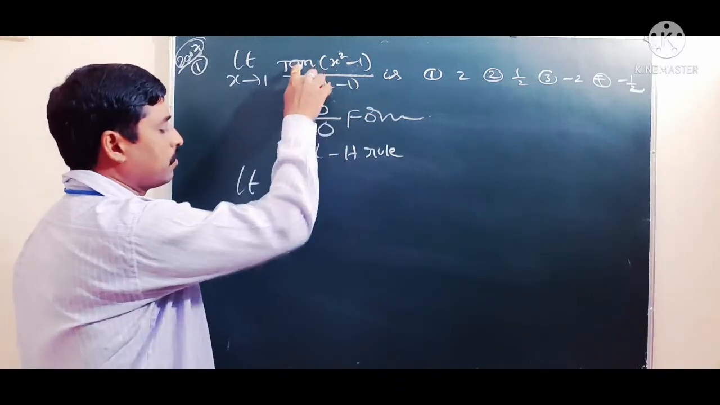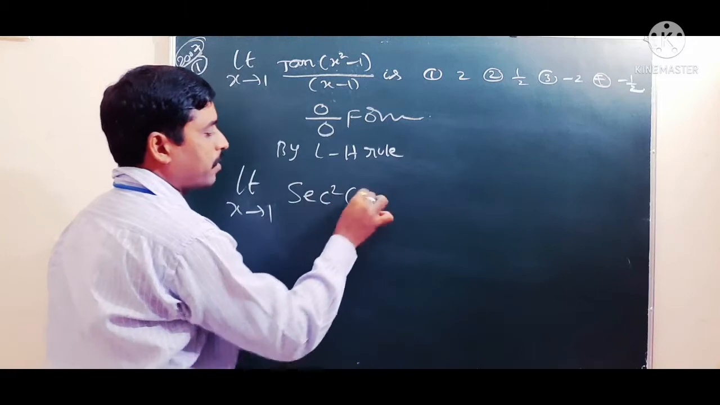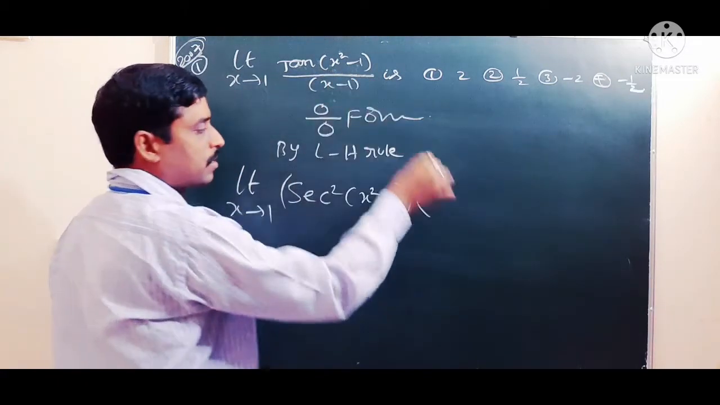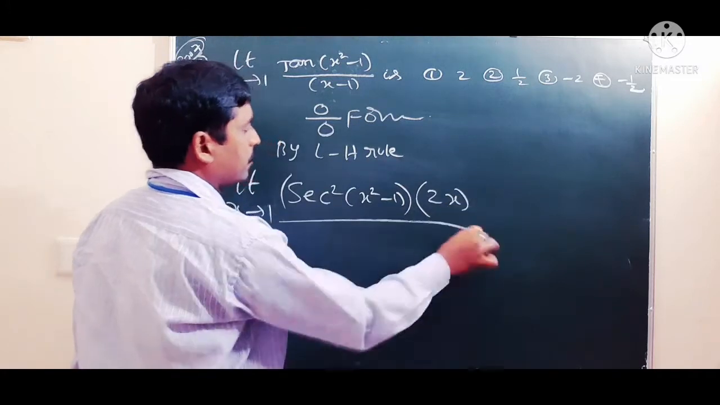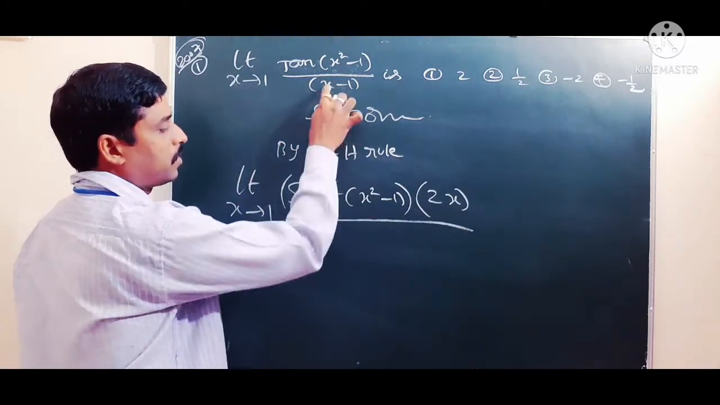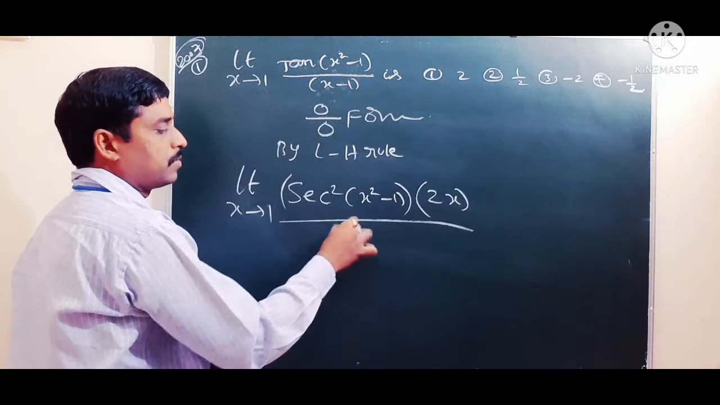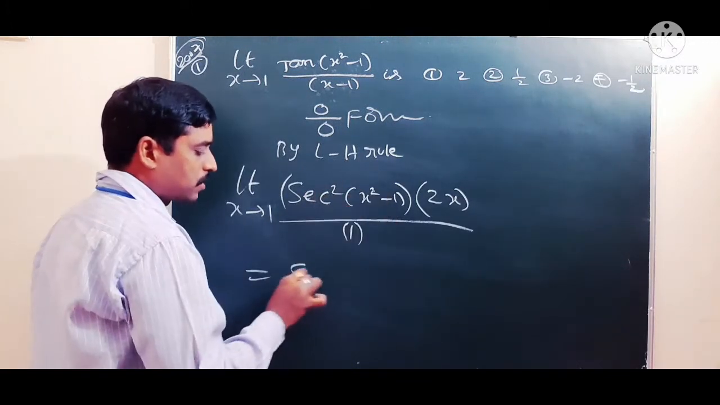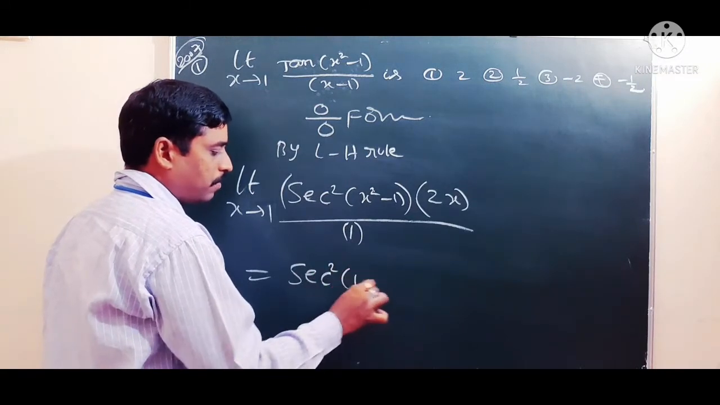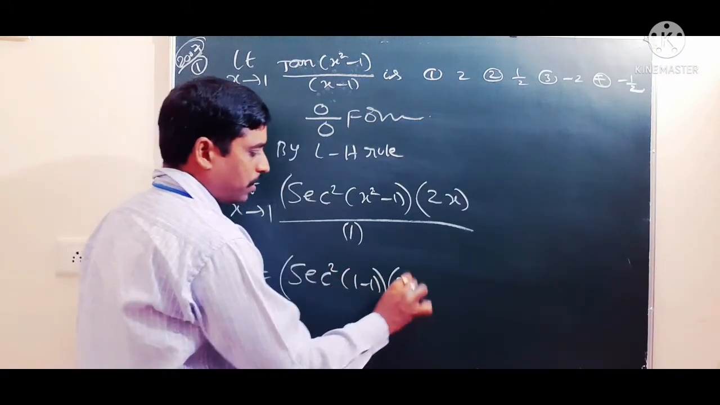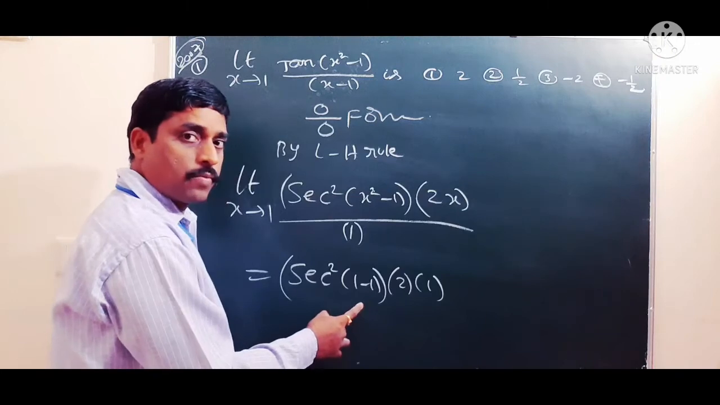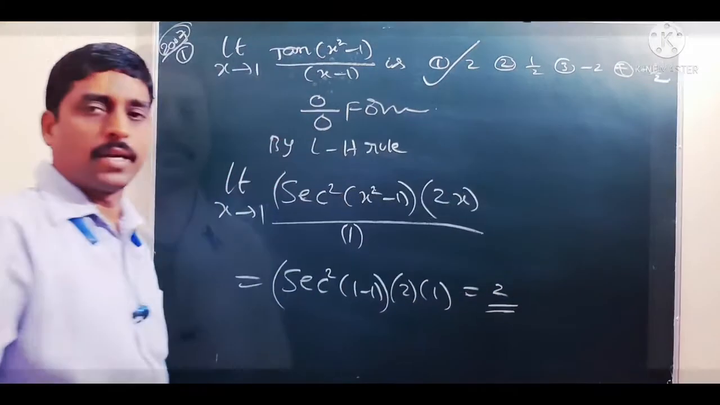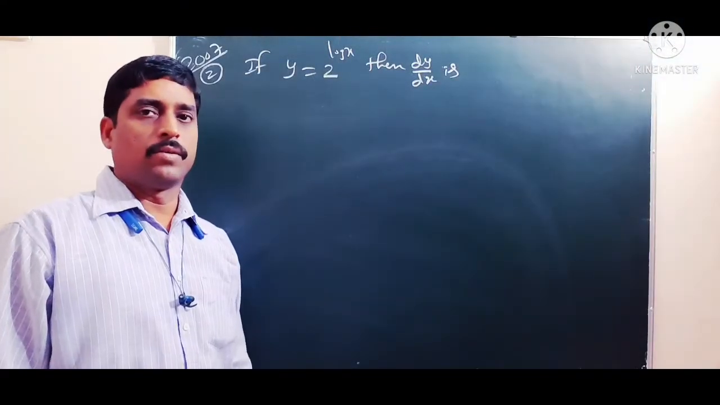So derivative of tan is secant square of x square minus 1 into derivative of x square, this will be 2x. In the denominator, derivative of x minus 1 is 1. So put x equal to 1, this value will be secant square of 1 minus 1 into 2 into 1. So secant square 0 value 1. So answer will be 2. So option 1 correct. Okay, let us go to the next problem.